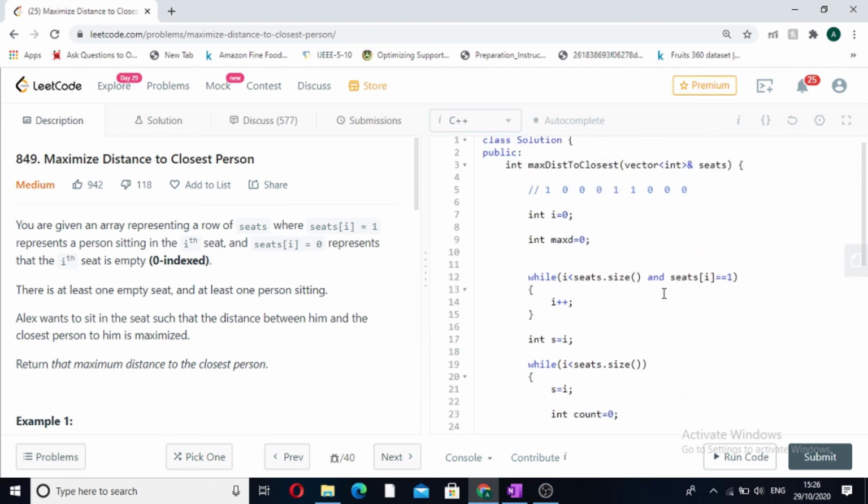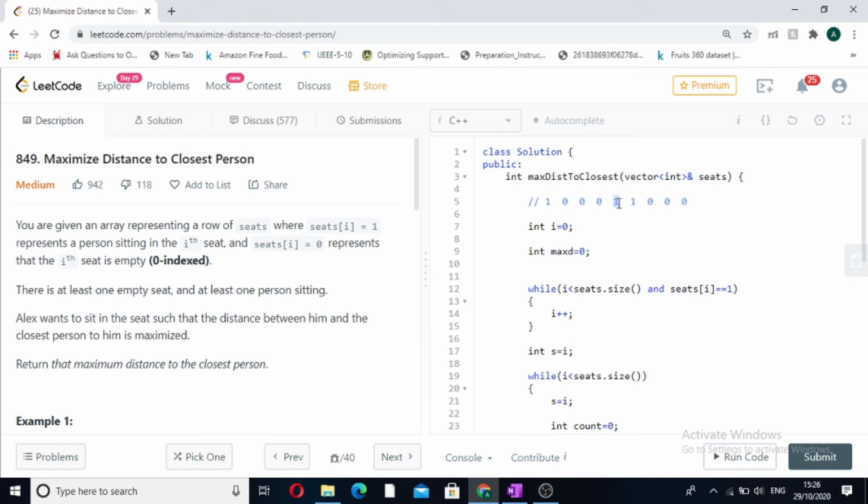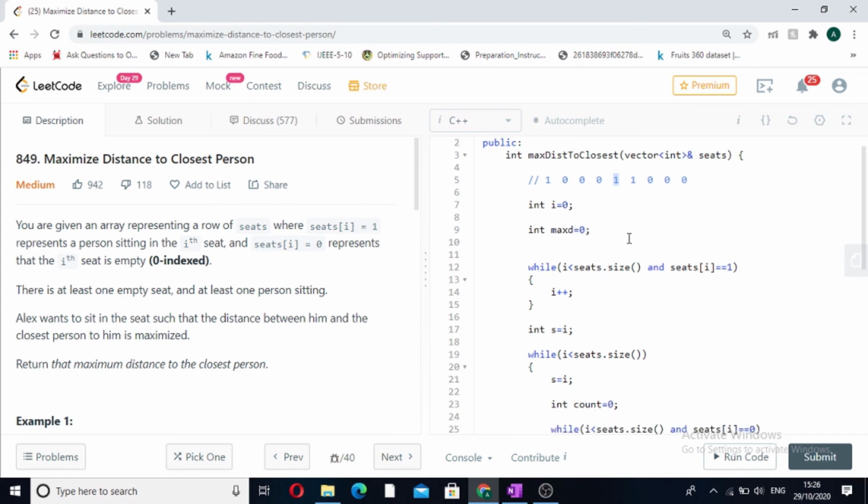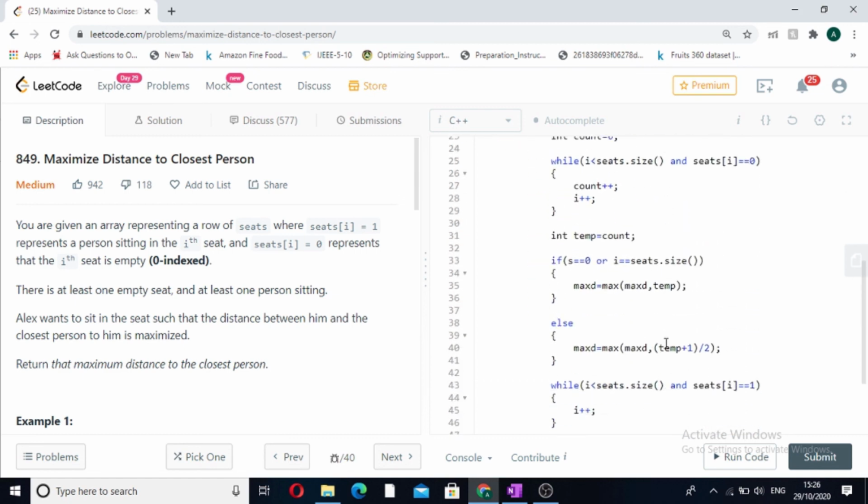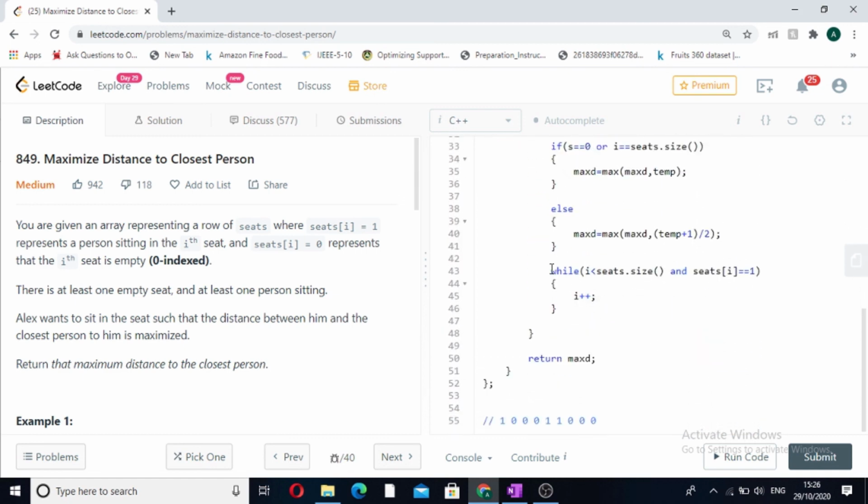Now again after the loop was over, our i was pointing here, and our maxD value now contains (3 plus 1) divided by 2, that is 2. Now we have again encountered 1. Now we have to surpass this 1 because we do not have any requirement of 1. So the while loop is again written, that is i less than seeds.size and seeds[i] is equal to 1. So this while loop is helping us in surpassing all the ones.